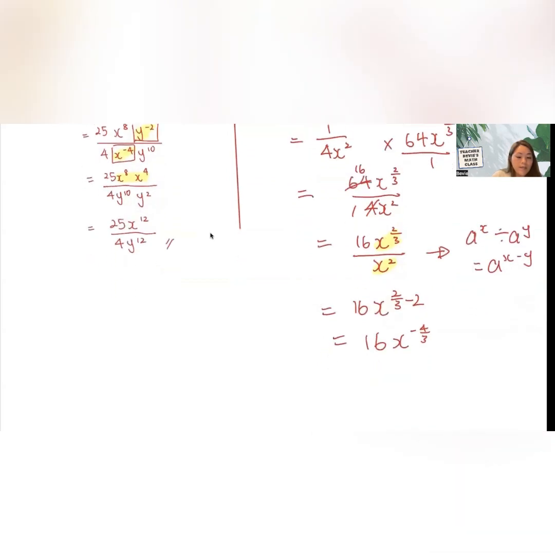Okay, so this is not yet completed because my power is still in a negative form. I just have to bring this portion down. 16, leave it as the numerator because the power is a positive 1. So I'll just have to bring this x to the power of minus 4/3 downwards to the denominator, and it gives me 16 over x to the power of 4/3.